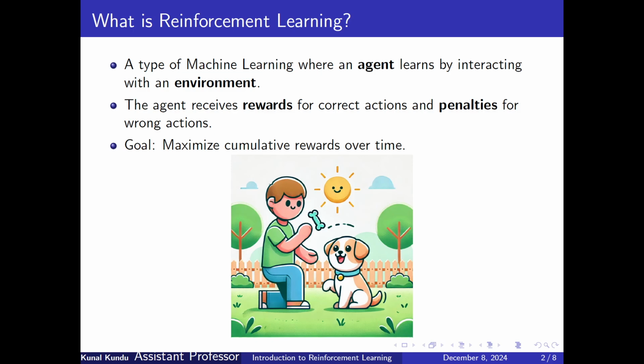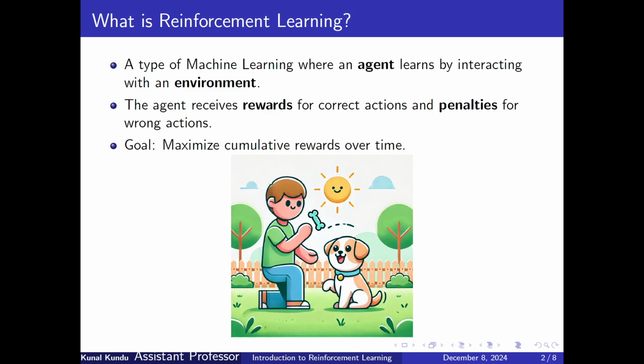What is reinforcement learning? Reinforcement learning, or RL, is a type of machine learning where an agent learns by trial and error. The agent interacts with an environment and receives feedback in the form of rewards for good actions or penalties for bad ones. The goal of the agent is to maximize its total rewards over time.